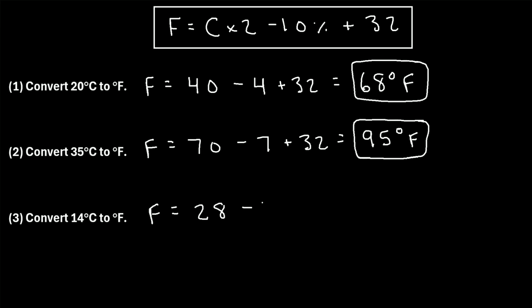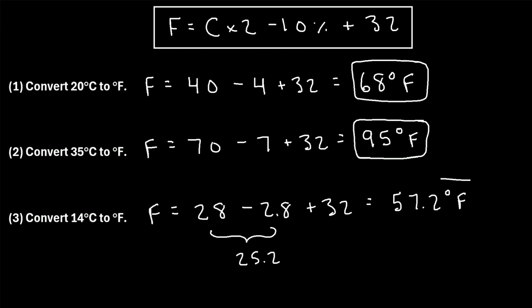So we'll have 28 minus 2.8, and then we still have to add 32. So 28 minus 2.8, this turns out to be 25.2. And then we have 25.2 plus 32, that is 57.2. And we'll say Fahrenheit. So 14 degrees Celsius is equal to 57.2 degrees Fahrenheit. So that is just an easy trick that you can use to convert Celsius to Fahrenheit.